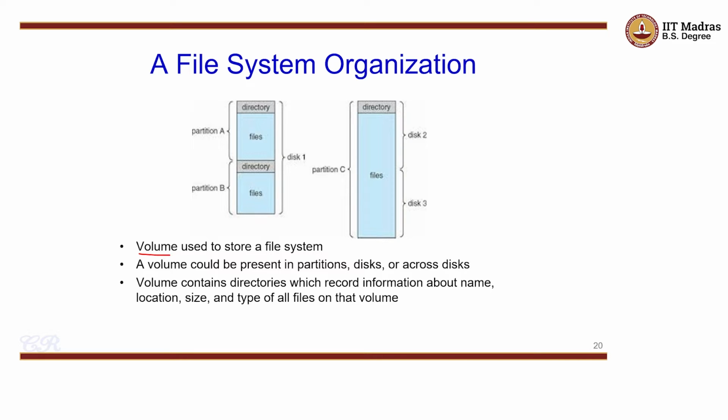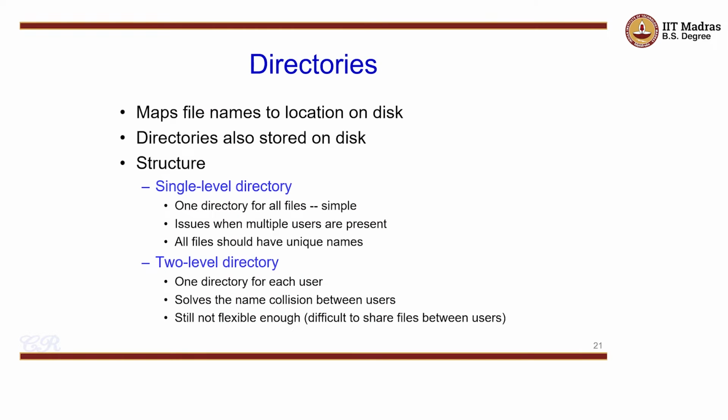As mentioned, a volume contains directories which record information about the name, location, size and type of all files on that particular volume. So within the file systems, the directories are essentially critical because they help us connect the root directory to the various files. The directory essentially maps file names to locations on the disk, and there are different ways these directories have been organized. So the older systems had the single level directory or the two level directory.